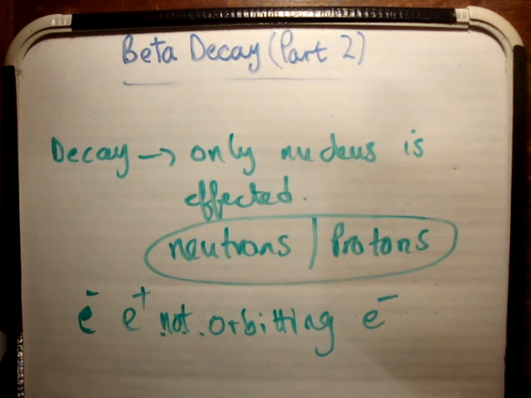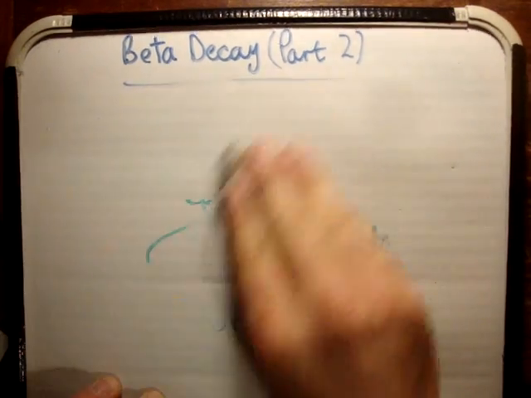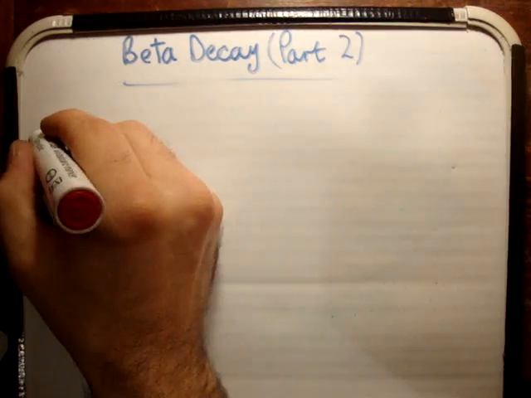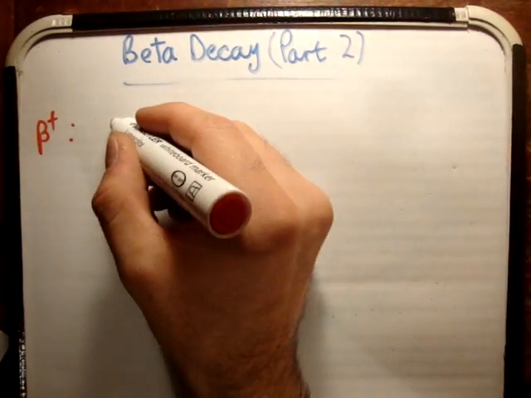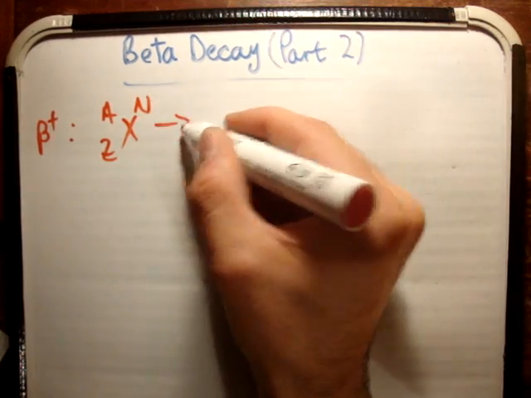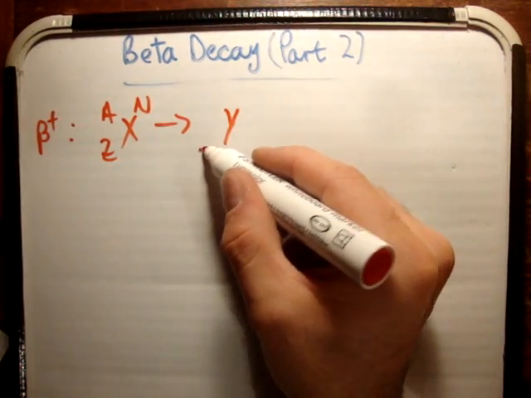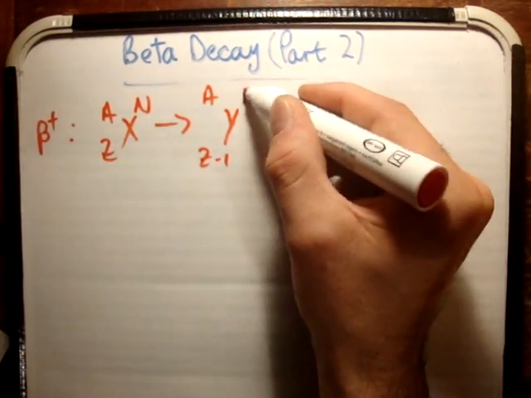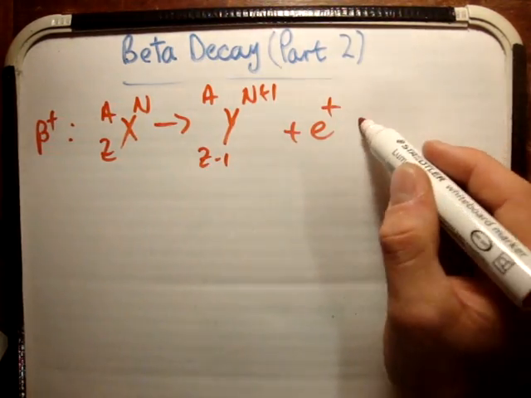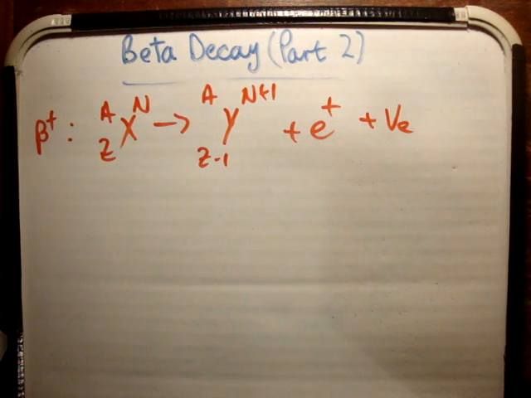Alright? So any energy or any mass that's being released during a decay process must come from the mass of the nucleus, and the nucleus only. So let's look at the beta plus decay process. As I said, let's write it once more. It involves the element decaying to a Z minus 1, an A, and an N plus 1, emitting a beta plus particle, which is a positron, and an electron neutrino.